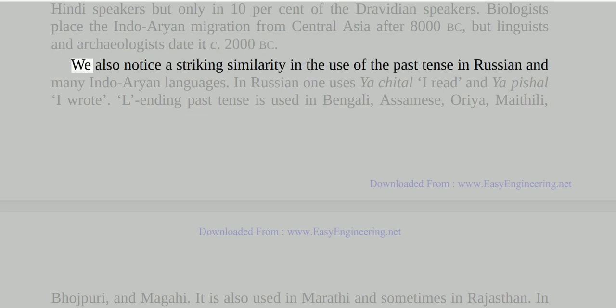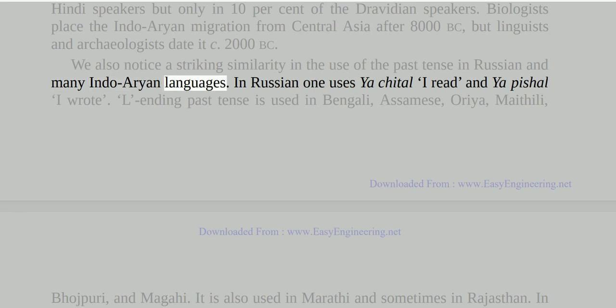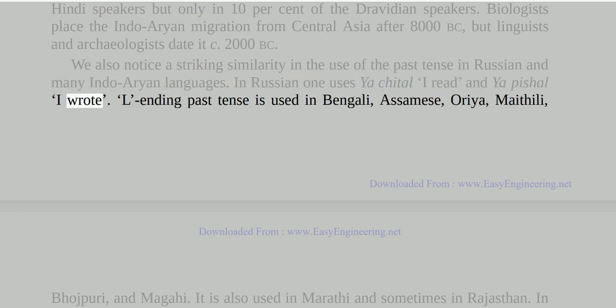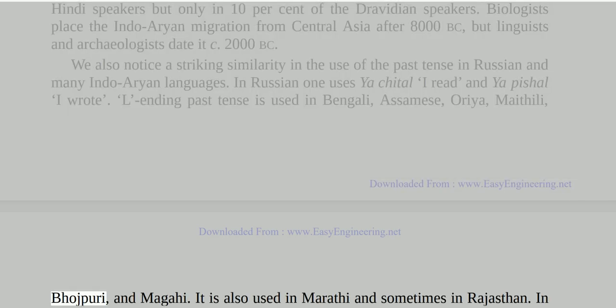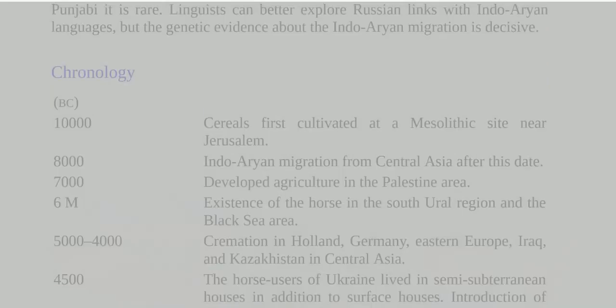We also notice a striking similarity in the use of the past tense in Russian and many Indo-Aryan languages. In Russian one uses ya chital, I read, and ya pishal, I wrote. L-ending past tense is used in Bengali, Assamese, Oriya, Maithili, Bhojpuri and Magahi. It is also used in Marathi and sometimes in Rajasthani. In Punjabi it is rare. Linguists can better explore Russian links with Indo-Aryan languages, but the genetic evidence about the Indo-Aryan migration is decisive.